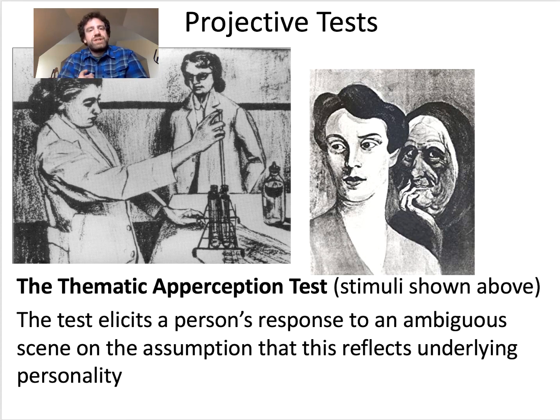Another example of a projective test that's similar is the Thematic Apperception Test. And again, you're presented with an image that, although not totally ambiguous, is still open to interpretation. So in the case of this test, you're asked to tell a story or describe what's going on in the situation shown in the picture. But of course, you could do that in any number of ways.